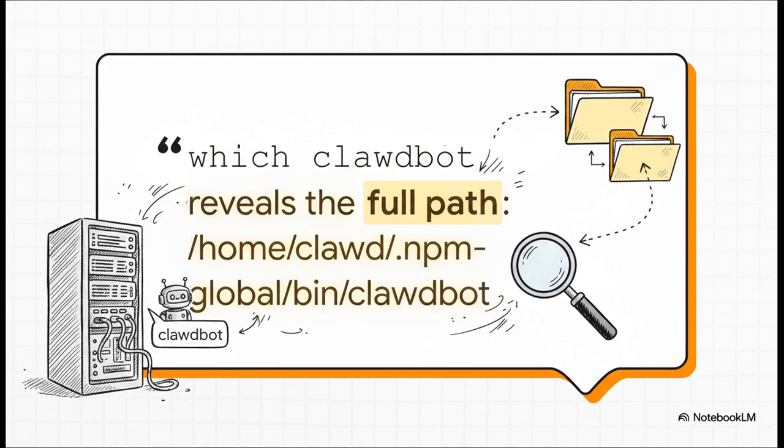See, for the server to manage the bot on its own, it needs to know its exact full address on the hard drive. It can't just use the shortcut, clawdbot. Running the command which clawdbot is like asking, hey, where's this thing really located? And it gives us back this full path. That's the address the autopilot needs.